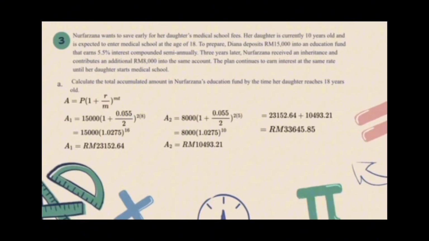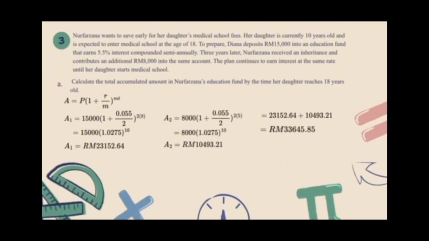For the first deposit of RM 15,000, the money remains in the account for 8 years. After applying the formula, the accumulated amount becomes RM 23,152.65. For the second deposit of RM 8,000, it is deposited 3 years later, so it earned interest for only 5 years. Using the same formula, the accumulated amount becomes RM 10,493.21.